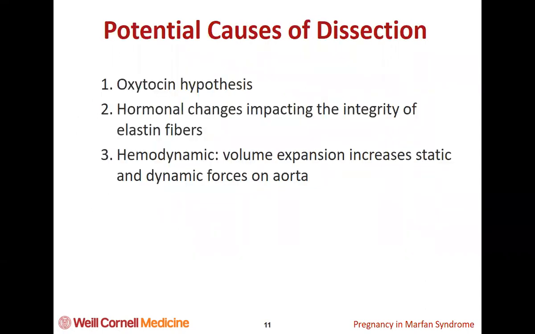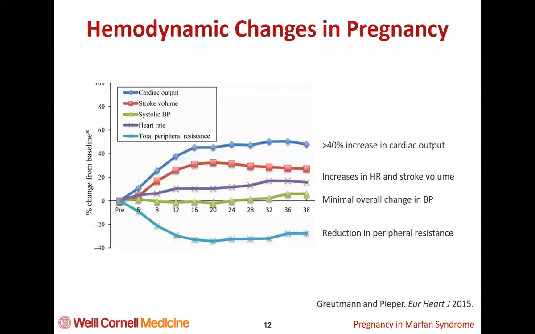So what are the potential causes of dissection, especially peripartum? There are 3 main hypotheses, and these include the oxytocin hypothesis described by Jen Habashi in the preceding lecture. Secondly, the impact of pregnancy-related hormonal changes on the integrity of elastic fibers, as demonstrated in pathologic specimens. And finally, the profound hemodynamic changes that occur as pregnancy progresses.